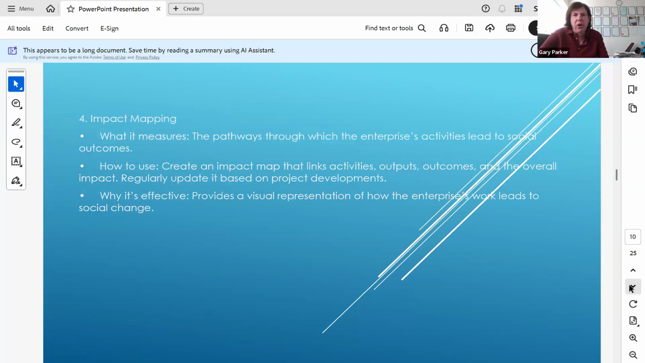So another one is called impact mapping. What it measures is the pathway through which the enterprise activities lead to social outcomes. So you create an impact map that links activities, outputs, outcomes, and the overall impact. Regularly update it based on project developments, why it's affected. It provides a visual representation of how the enterprise's work leads to social change.